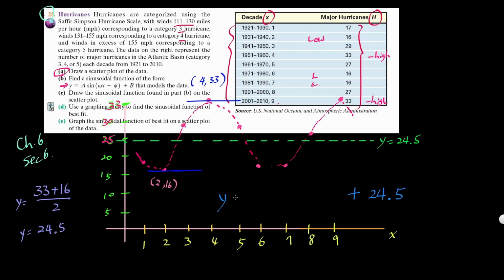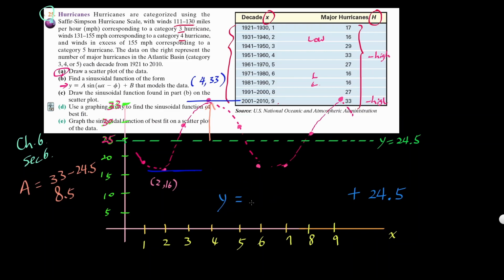Okay, so far we've got y is equal to. We need to figure out what a is, the amplitude. Well, that's easy. That's the distance from the midline to the highest peak or the trough, the lowest point. So let's figure out what that distance will be. A will be 33 minus 24.5. I'm going to use my calculator so I don't make any mistakes. 33 minus 24.5 gives me 8.5. That's our amplitude. So we've got 8.5 as our amplitude.